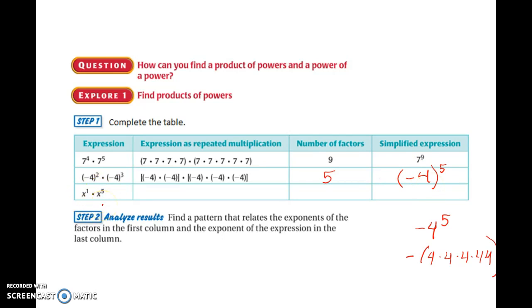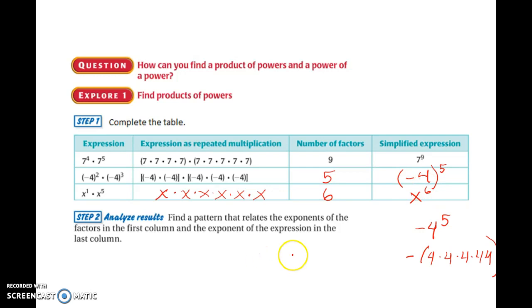So I want you to pause the video and write this out as repeating multiplication, figure out how many factors it is, and then what the simplified expression would be. So x to the 1st power is just x, and then x to the 5th power would be multiplying 5 x's. So x, x, x, x, and another x. That's really 6 factors of x, which would be x to the 6th power.